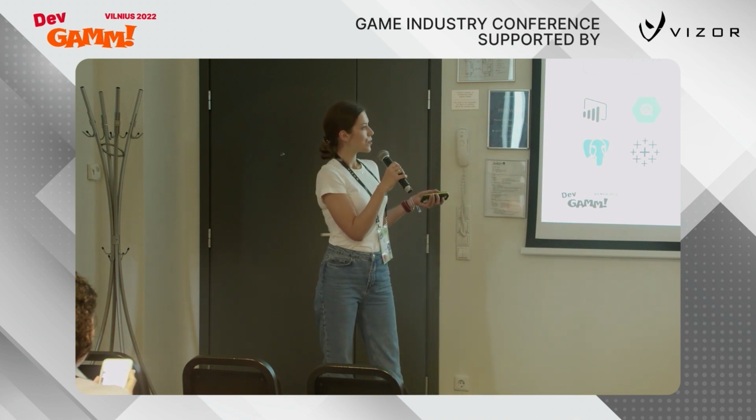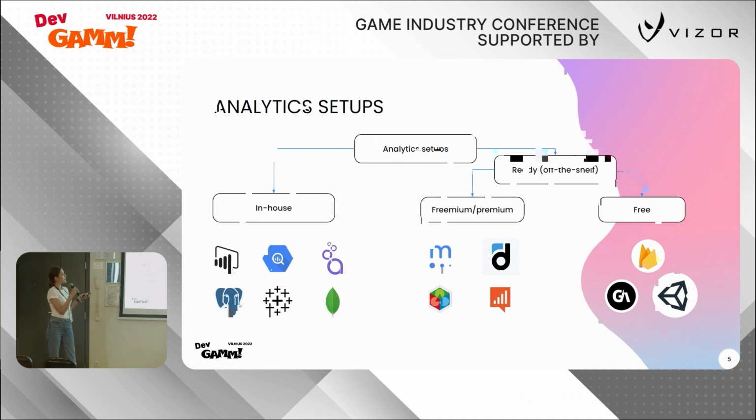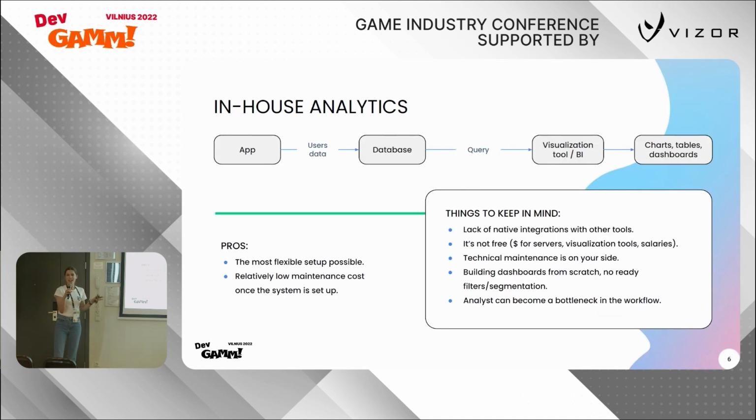So let's first talk about the in-house analytics. Usually it's a setup that looks the following way. We have an app. The app sends data to servers of the developer. It's collected in the database. Then developers write some queries to extract data from the database. And then we also have a visualization tool or BI tool that is attached to this database to create beautiful charts and dashboards to make decisions based on data.